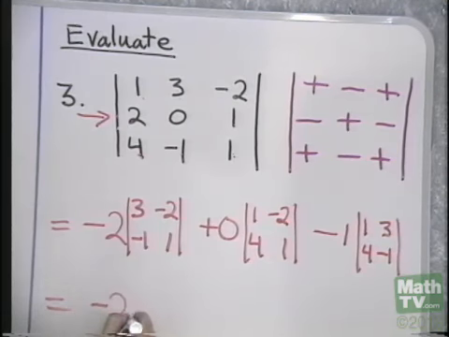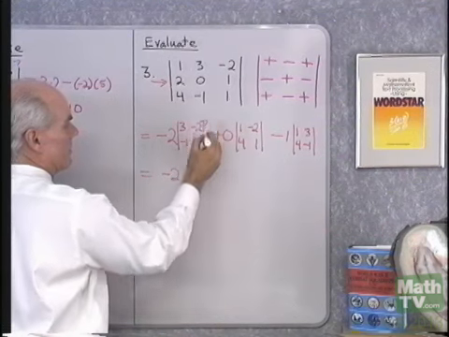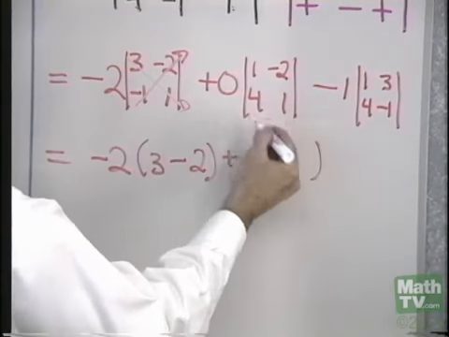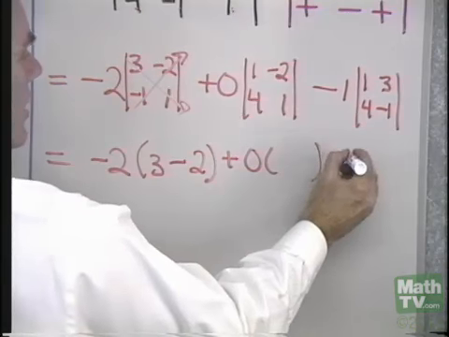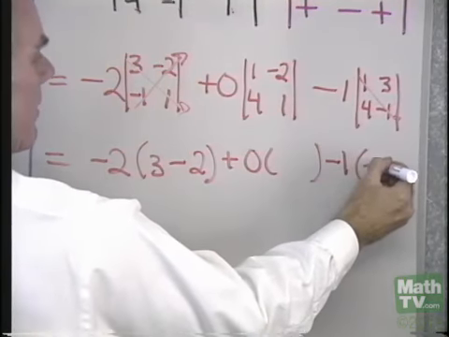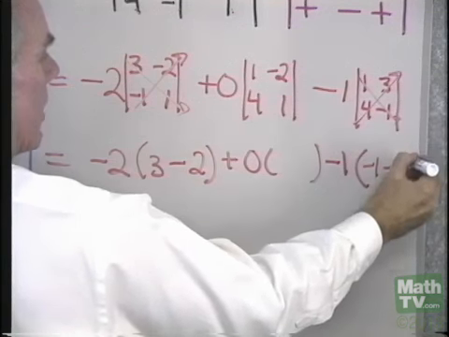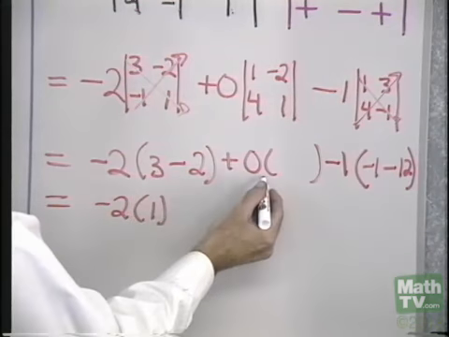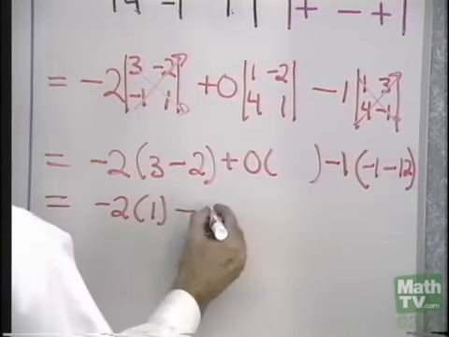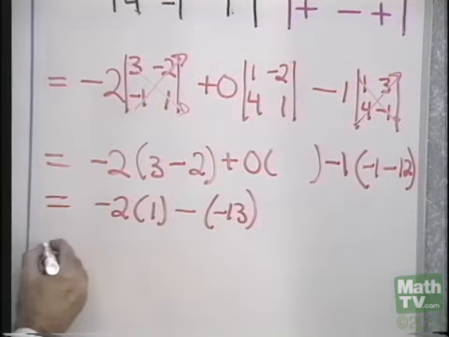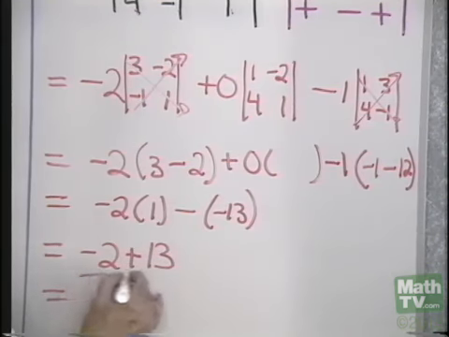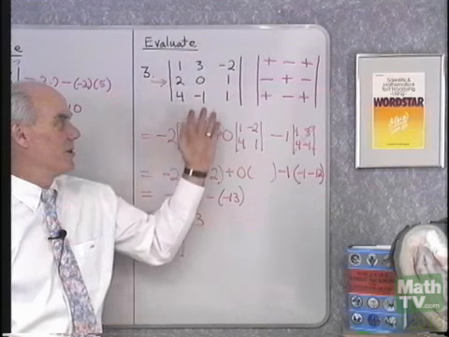Now, the rest is simply a matter of evaluating these determinants. 3 times 1 is 3. Subtract negative 1 times negative 2, positive 2. Plus 0 times, we really don't care because 0 times anything will be 0. Minus 1 times, that will be negative 1. Minus 3 times 4 is 12. So let's see what we have. We have negative 2 times 1 plus 0 minus 1 times negative 13. So I end up with negative 2 plus 13, that's 11. So the value of this determinant right here is 11.